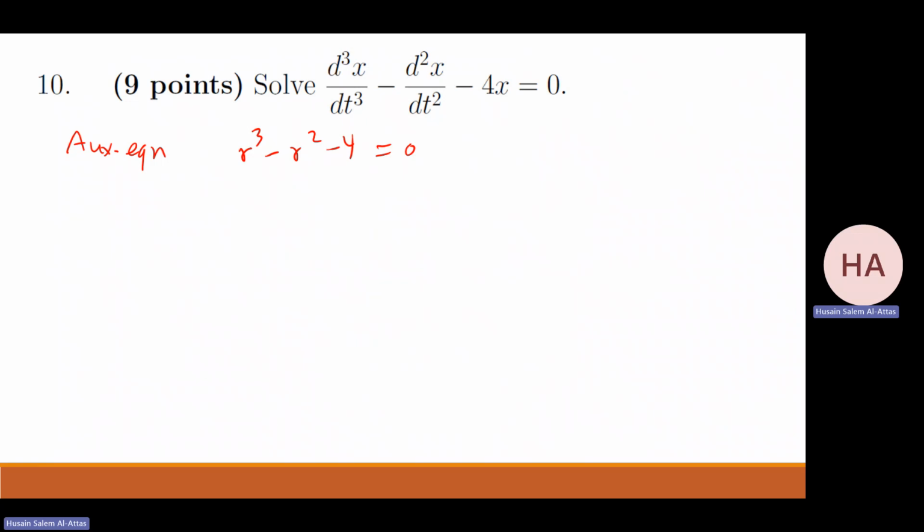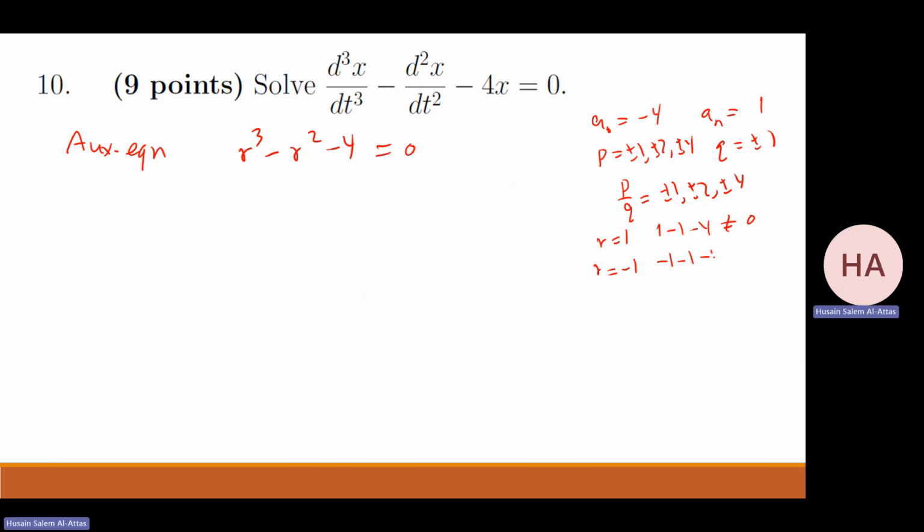Now I need to solve this one. If I deal with a0 = -4, an = 1, so p is plus or minus 1, plus or minus 2, plus or minus 4, and q is plus or minus 1. So p over q will be plus or minus 1, plus or minus 2, plus or minus 4. You check r equal 1, that will be what? 1 minus 1 minus 4, not equal to 0. r equal minus 1, minus 1 minus 1 minus 4, not equal to 0.